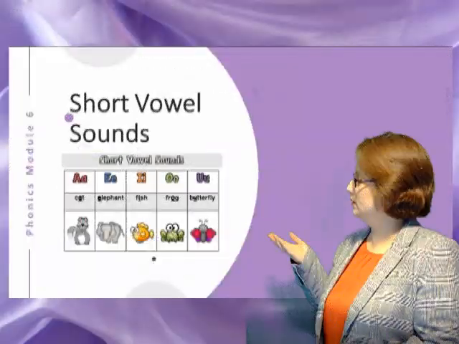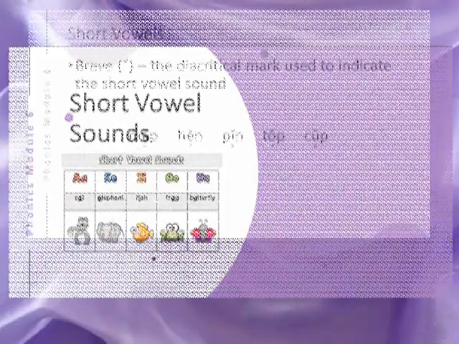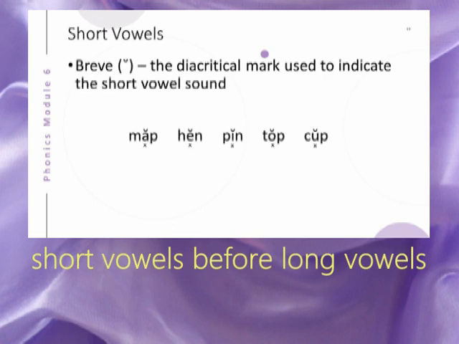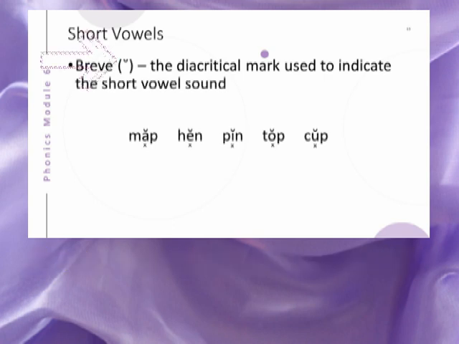Now let us talk specifically about short vowel sounds. When teaching vowels, you want to teach the short vowel sounds before the long vowel sounds. The breve is a diacritical mark used to indicate the specific pronunciation of each short vowel sound. Look at the words provided. They are all examples of short vowel sounds.